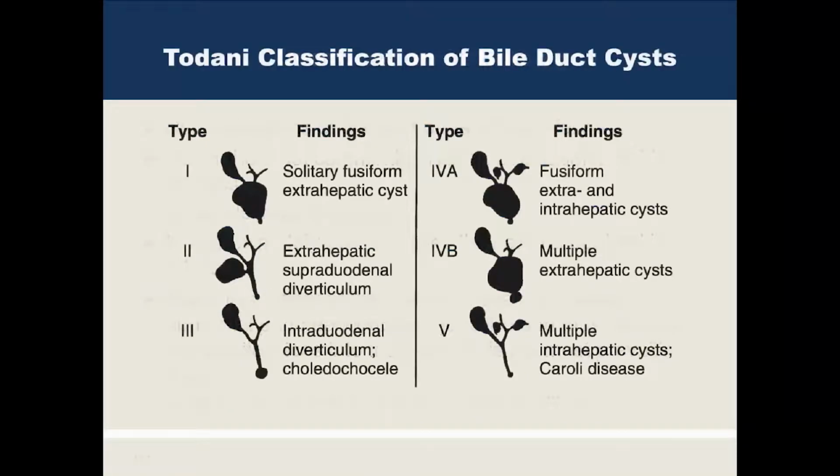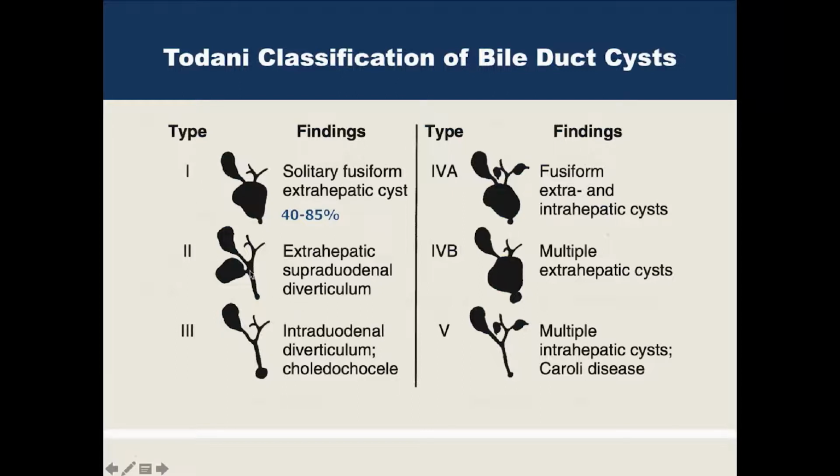The most prevailing classification of bile duct cysts is the Todani classification. And I'll run through that classification very quickly. So type 1 is where you have a solitary fusiform extrahepatic cyst. So you can see this is the right bile duct, the left bile duct, the common hepatic duct, and you have one fusiform extrahepatic cyst. This happens in the majority of patients. It's 40 to 85% you have a type 1 cyst.